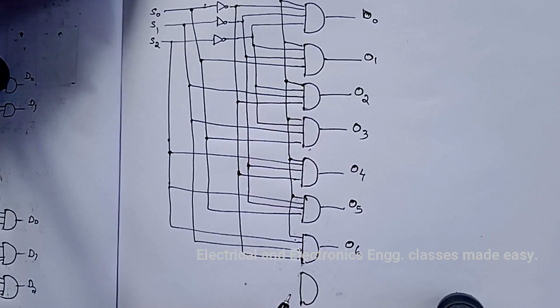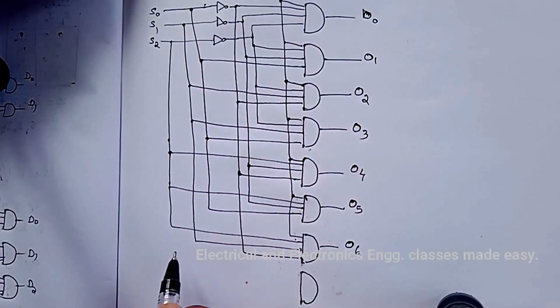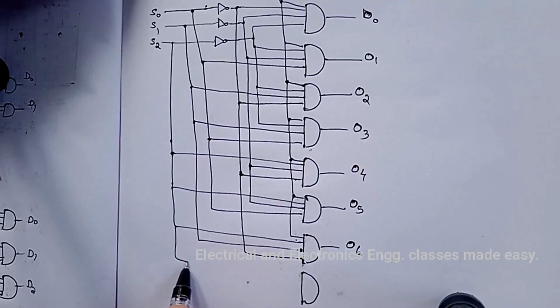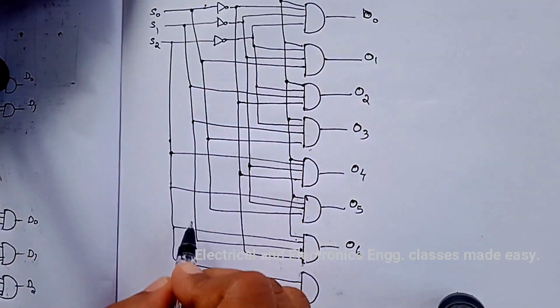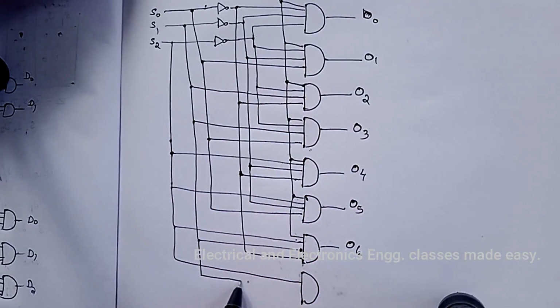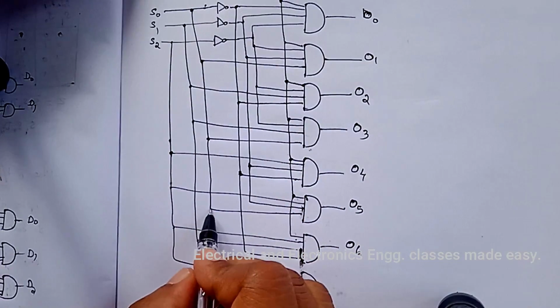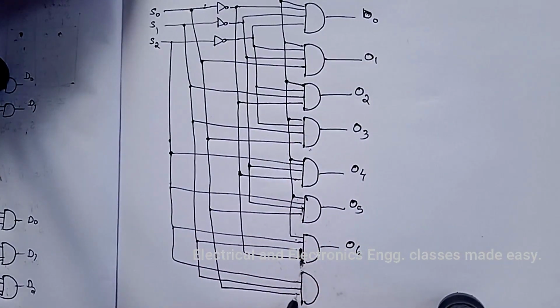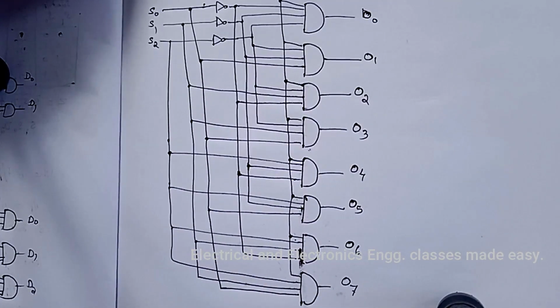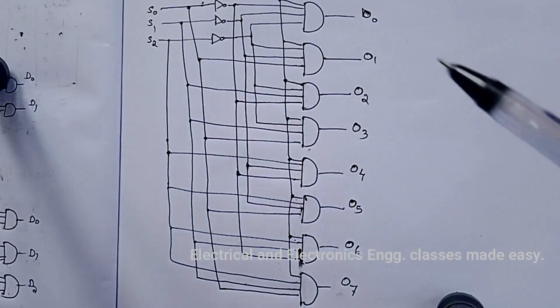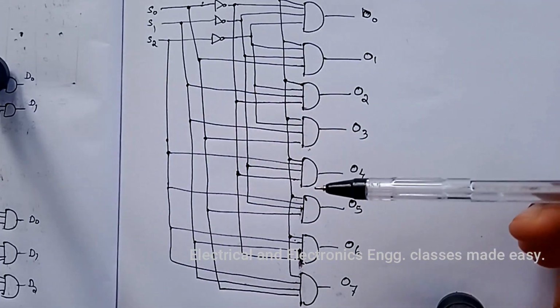The last one is 1, 1, 1, that is S2, S1, S0. Then the data will be in the O7 line. So this is about the 1 line to 8 line DEMUX.